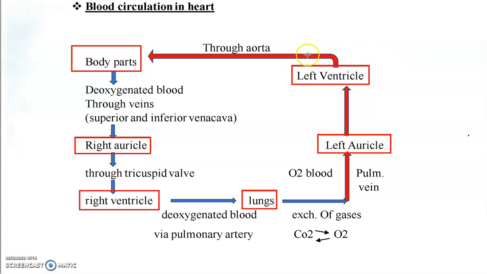Why? Because the left ventricle is the only chamber which pushes the blood through the aorta to the different parts of the body, that is, our upper part also and our lower part also. So this is how blood circulation happens in our heart. Because it happens with deoxygenated blood and oxygenated blood, it is also called double circulation.